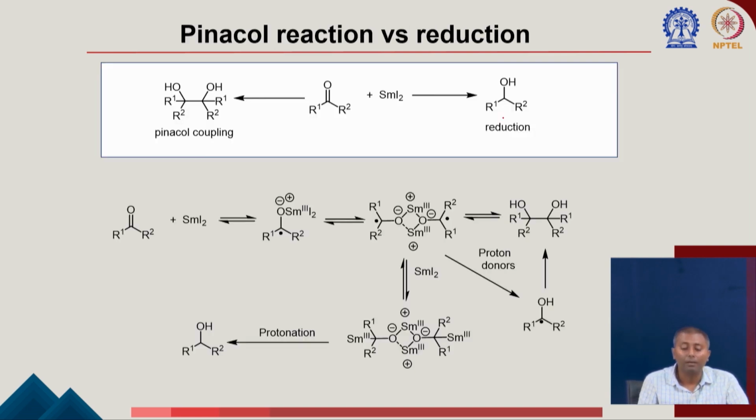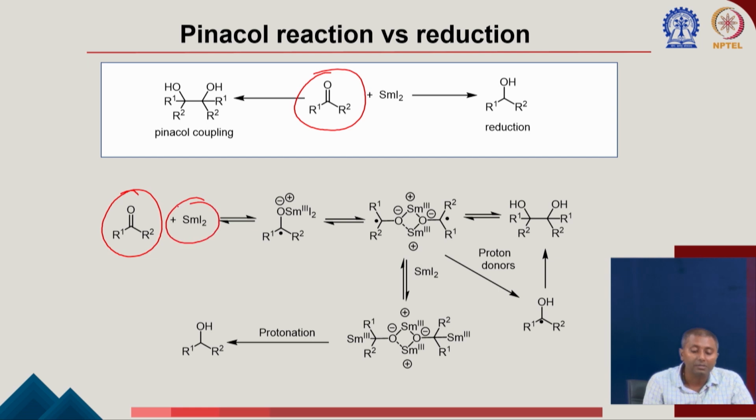Okay. So, now I am going to talk about the pinacol reaction versus the reduction. If you have a carbonyl group here, what happens? First thing, once you have a carbonyl group here and you have samarium iodide, samarium acts as a single electron transfer agent. That means now it is going to end up making this samarium ketyl radical. That is the very important species. Okay. So, you will see a lot of reactions happening from this samarium ketyl radical, which is formed after the reduction of the carbonyl species.